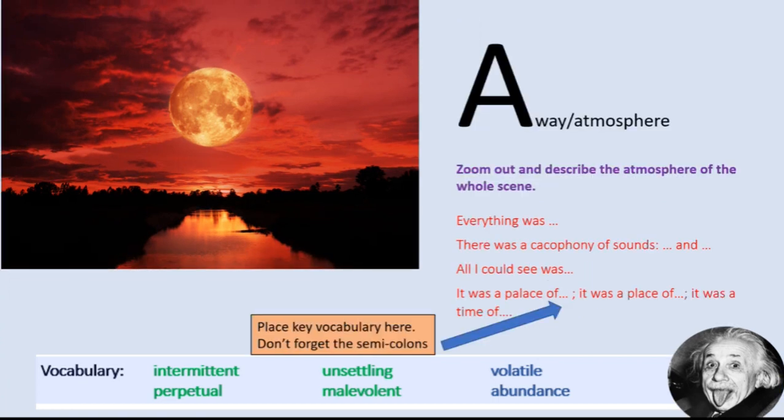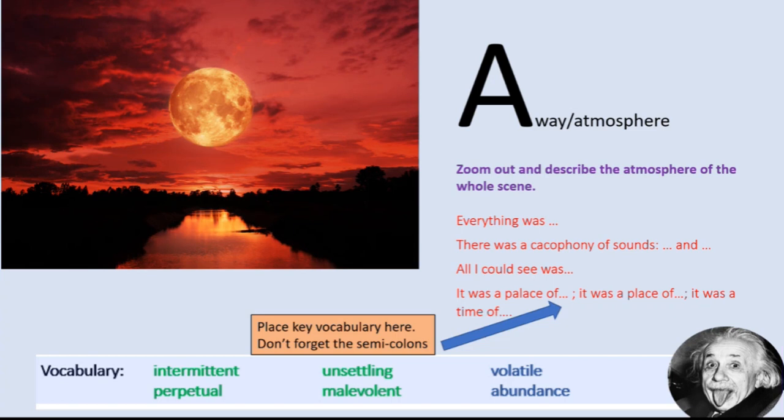The A paragraph stands for away. This is where you zoom back out and describe the picture as a whole. For the first sentence starter, you can use a combination of keywords. There are a couple of other important sentence starters to remember. A cacophony of sounds, colon: list the sounds you could hear. Cacophony means a lot of sounds at once, but you've used a colon correctly again.